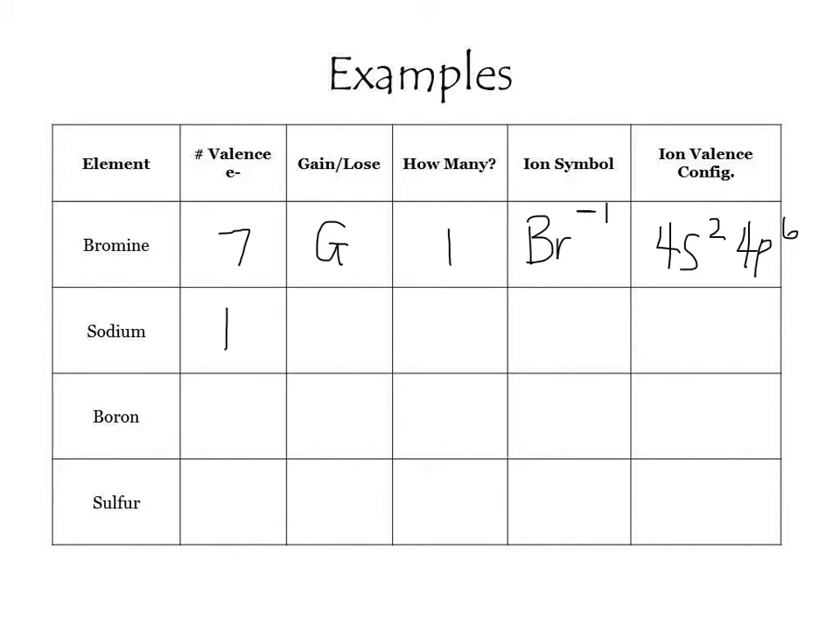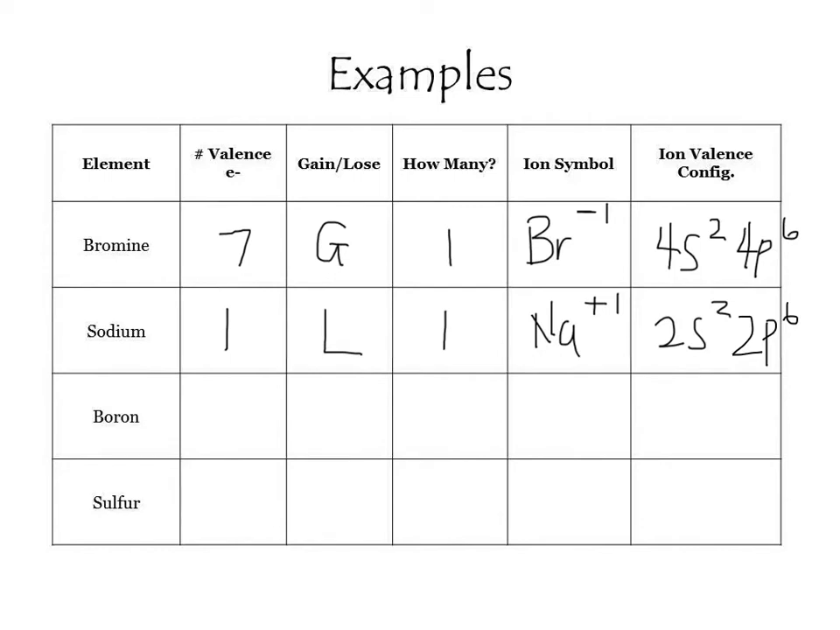Okay. For sodium, it has 1 valence electron. Now, is it going to be easier to lose 1 or gain 7? This time, it's easier to lose 1. And therefore, since sodium is Na, that's the element symbol, it's going to lose 1, which means it's a positive sign, and it has a +1. Now, what is its electron configuration? It is going to be 2s2, 2p6, just like neon.